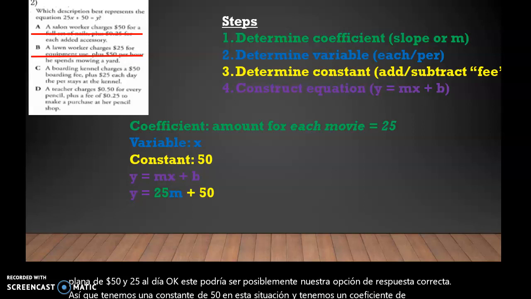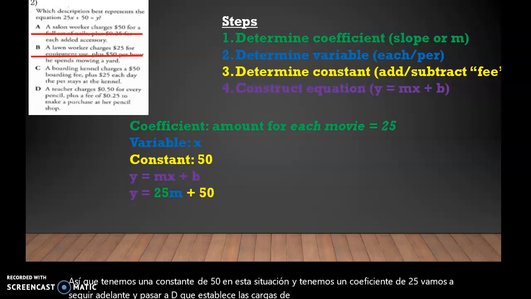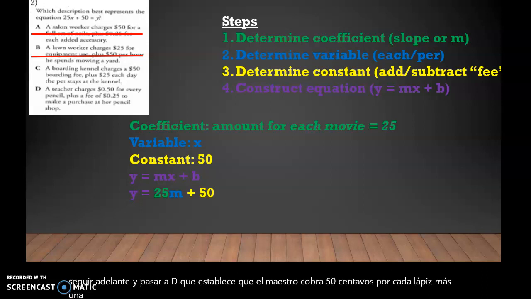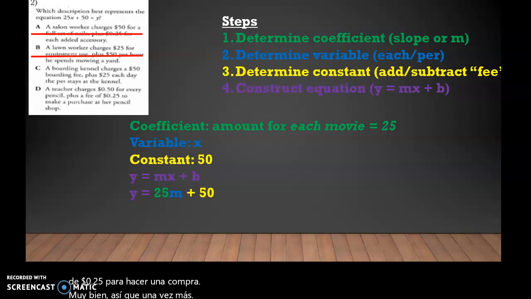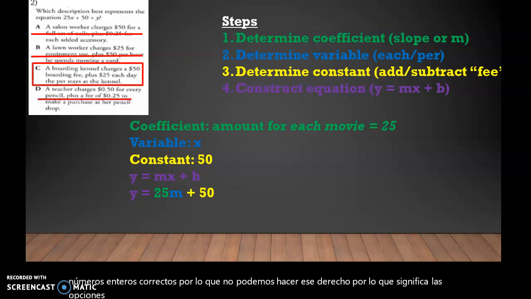That states a teacher charges 50 cents for every pencil plus a fee of 25 cents to make a purchase. Alright, so once again, 1, coefficient and constant are switched, and 2, they are written as decimals. We need whole numbers, right? So we cannot do that. Alright, so that means that answer choice D is out, and we're left with our answer, and lo and behold, letter C.